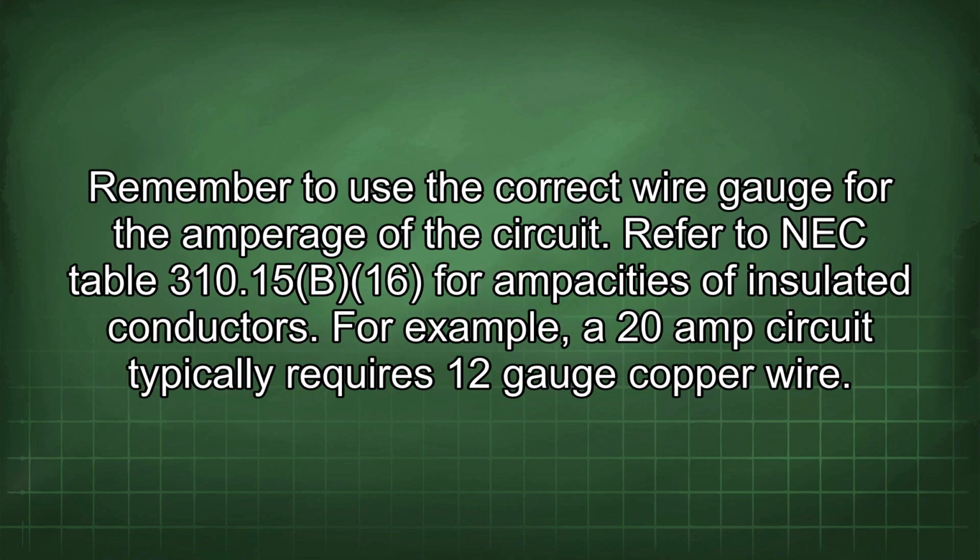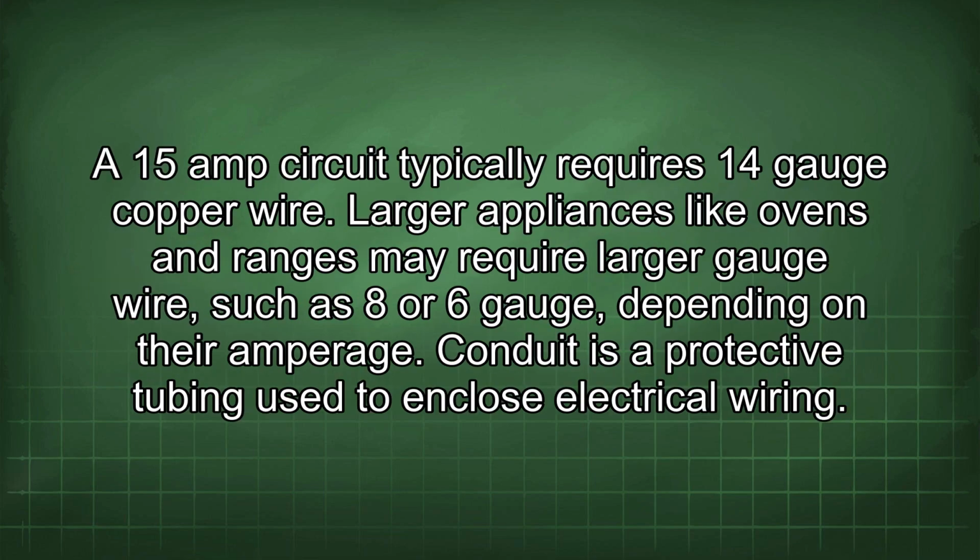Remember to use the correct wire gauge for the amperage of the circuit. Refer to NEC Table 310.15(B)(16) for ampacities of insulated conductors. For example, a 20 amp circuit typically requires 12 gauge copper wire. A 15 amp circuit typically requires 14 gauge copper wire. Larger appliances like ovens and ranges may require larger gauge wire, such as 8 or 6 gauge, depending on their amperage.